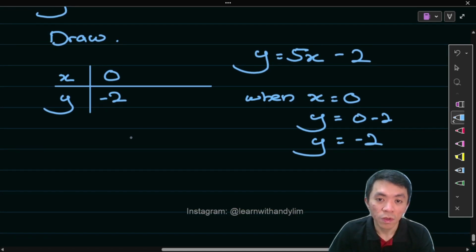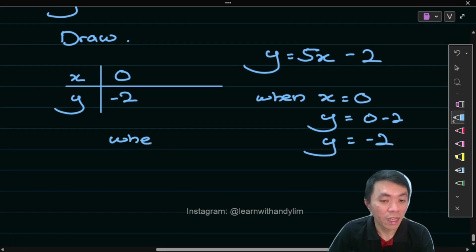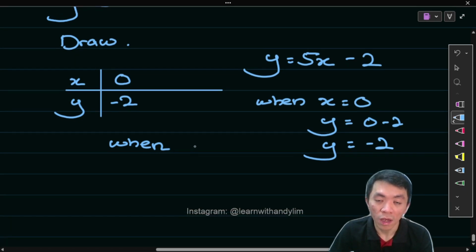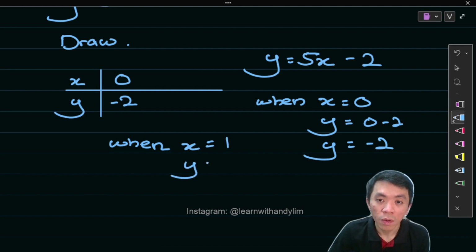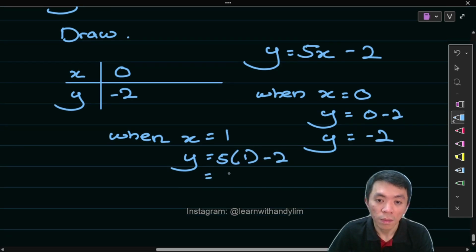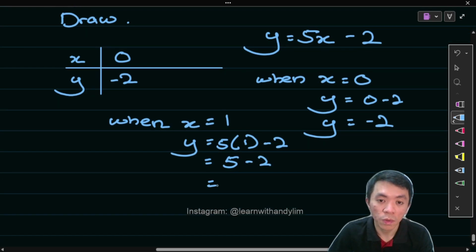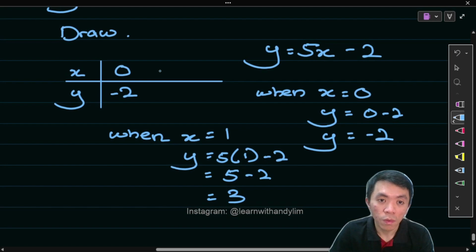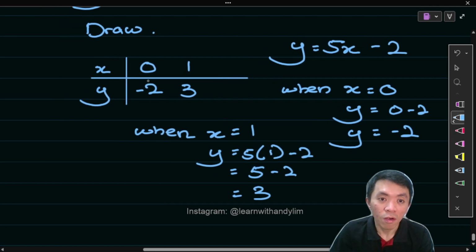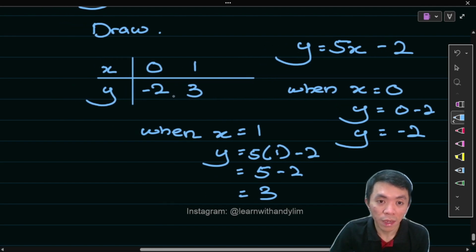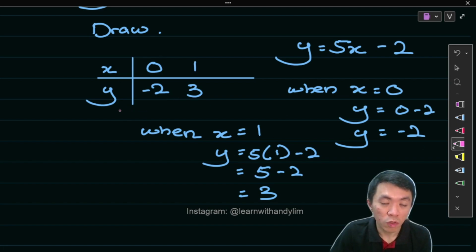Then I'm going to substitute the second x value. It can be any, just choose a nice small one. When my x is equal to 1, my y will be equal to, let me substitute 1 here, 5 minus 2, which is equal to 3. So when my x is equal to 1, my y is equal to 3. With these 2 points, I'm able to draw a line. To draw a line, we need a minimum of 2 points.